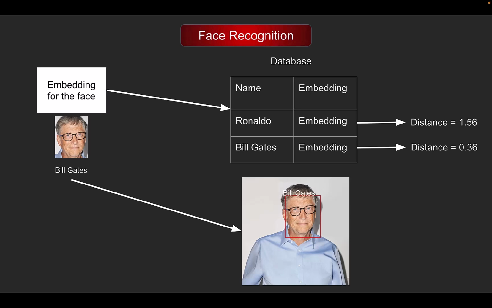After getting the embedding for the face, we are comparing it with the embedding of registered faces, and where the two embeddings are similar, we are considering that registered face as our recognition.